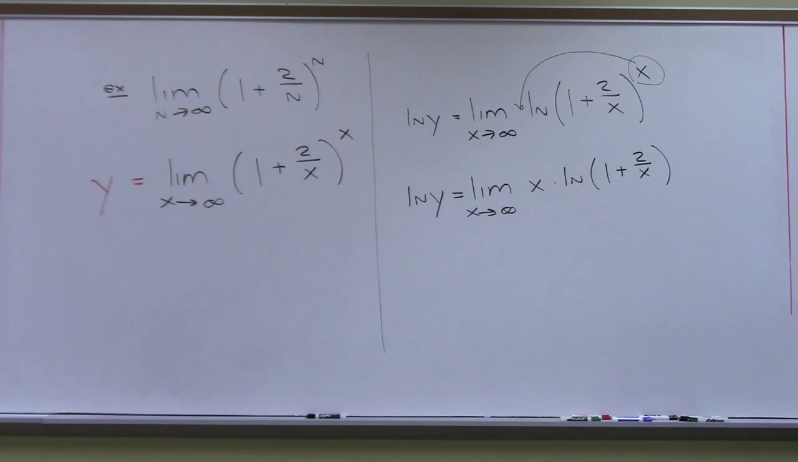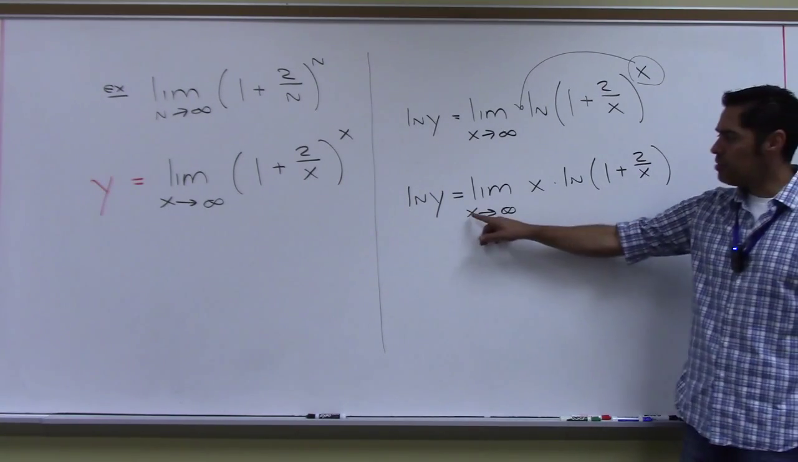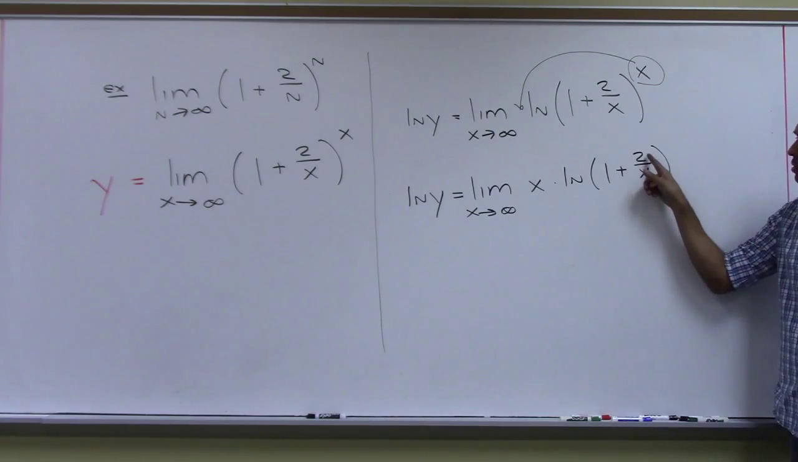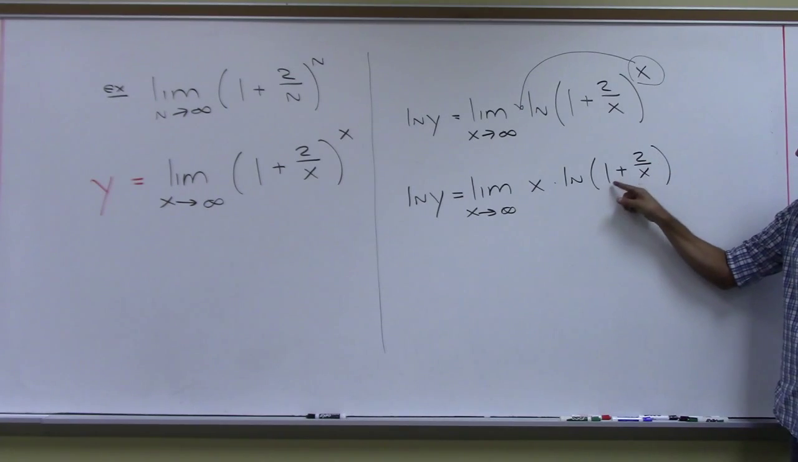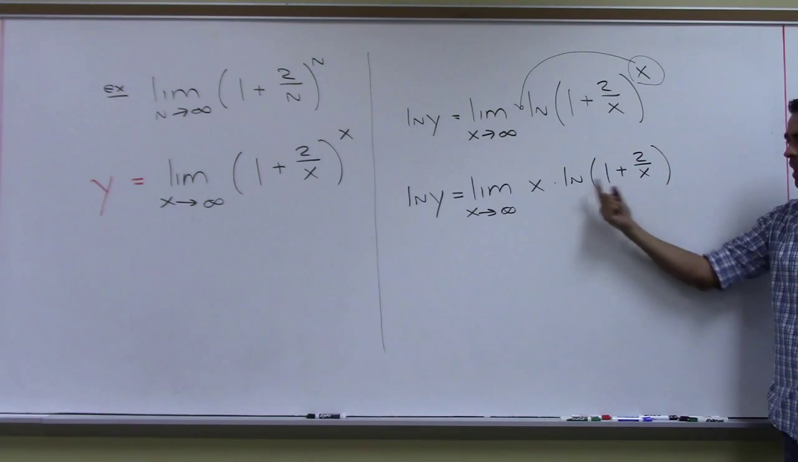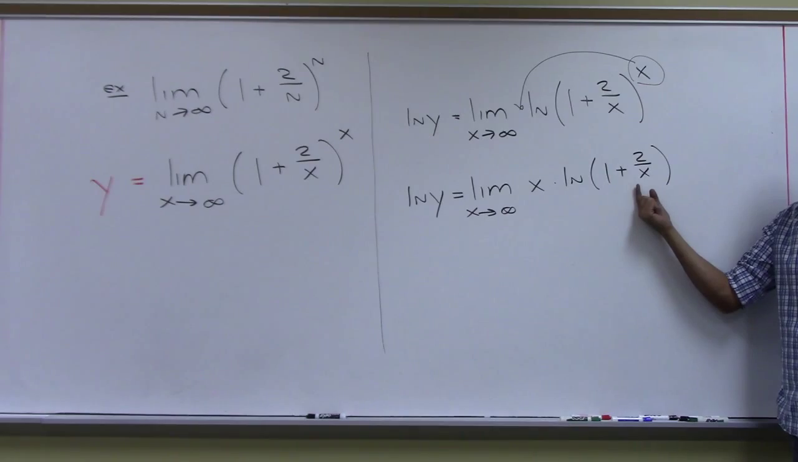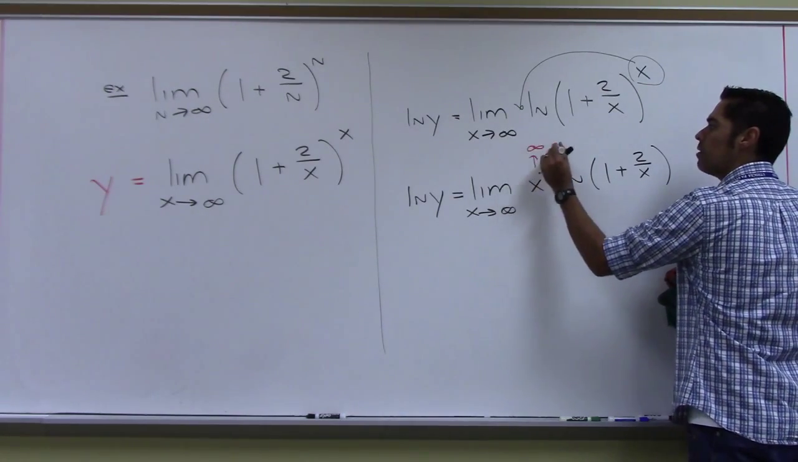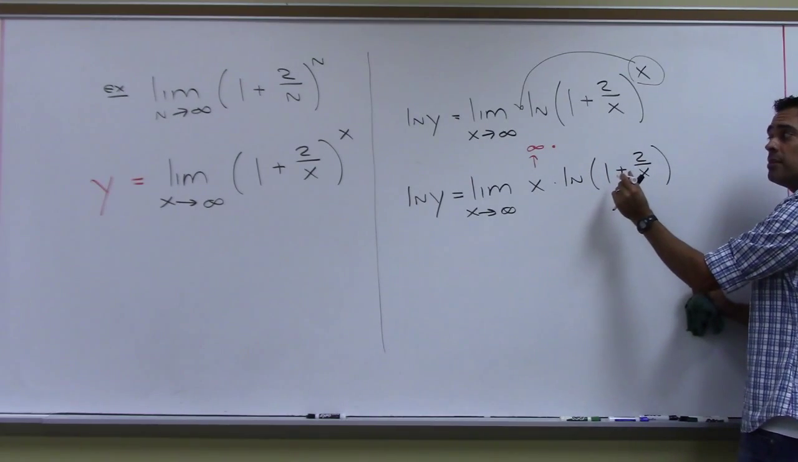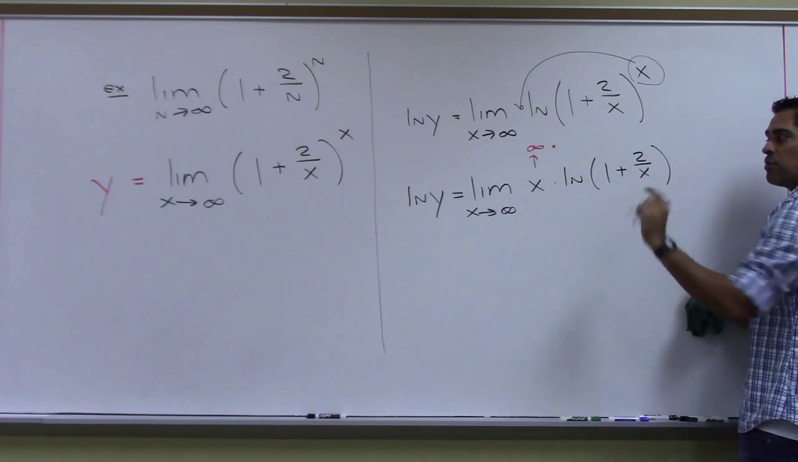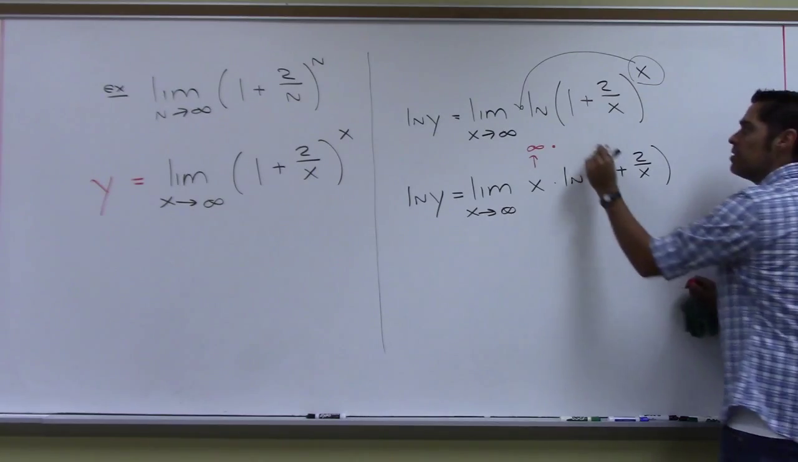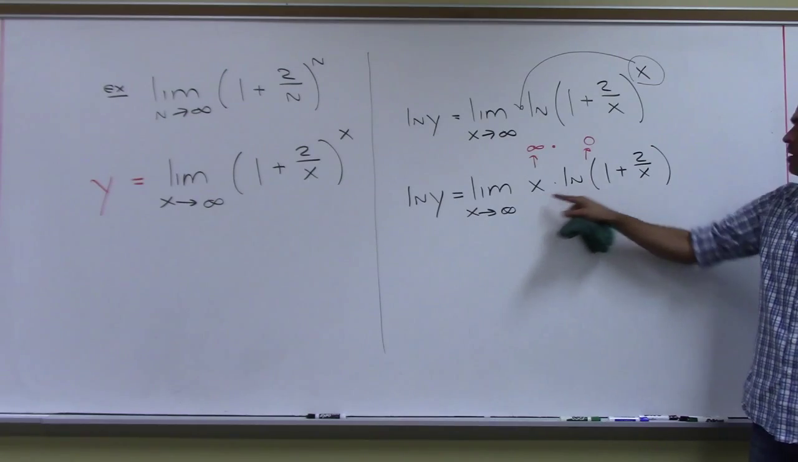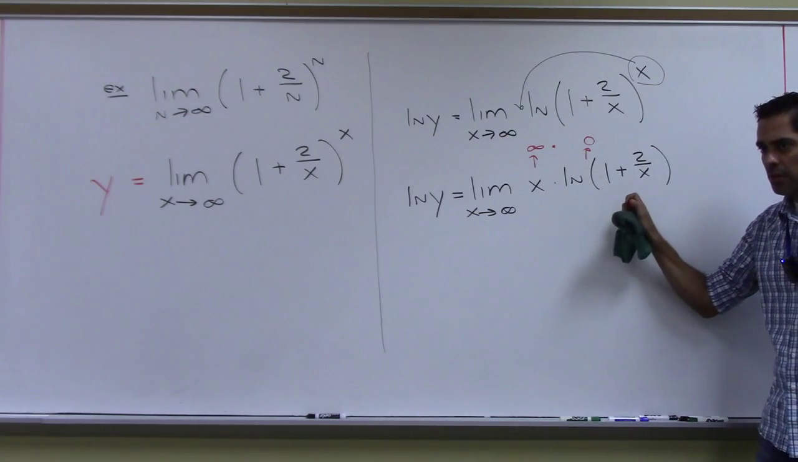And now we'll do a quick check to see what happens. As x goes to infinity, this goes to infinity, doesn't it? 2 over infinity goes to 0. 1 plus 0 goes to 1. Natural log of 1 goes to... So this is going to infinity, agreed, times natural log of 1 is... Natural log of 1 is 0. So what's happening here is that this is getting huge, this is getting really small, getting close to 0.